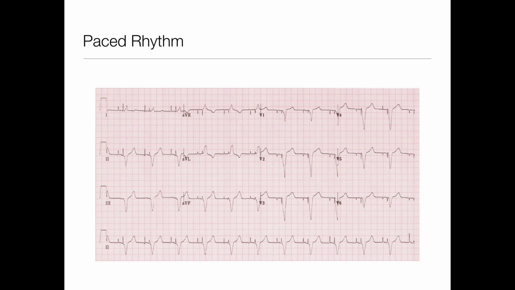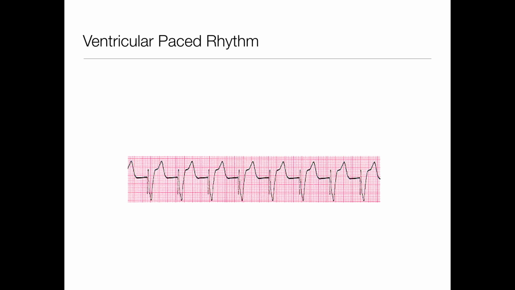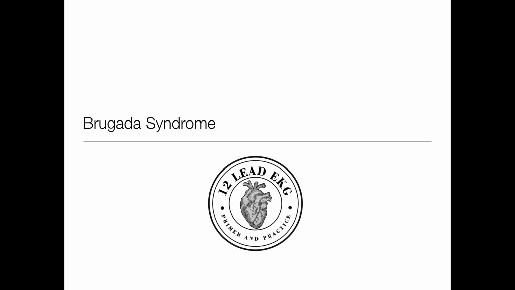And here's an example of an AV paced rhythm. We can tell it's a pacemaker that is pacing the atria and the ventricles because there are two pacing spikes, one before the P wave and one before the QRS complex. Here's a rhythm strip again of a paced rhythm. You can see the wide QRS complex, the deep S wave with the ST elevation and appropriate discordance.